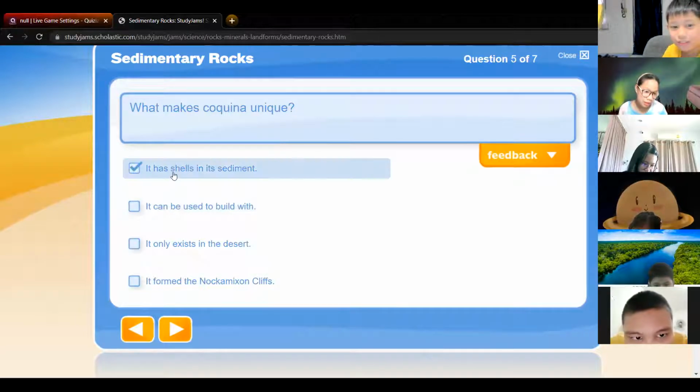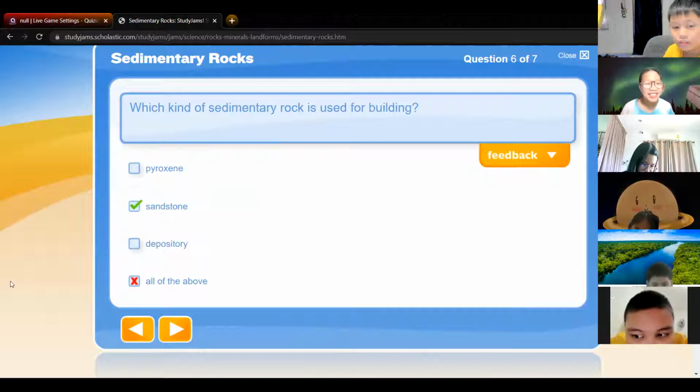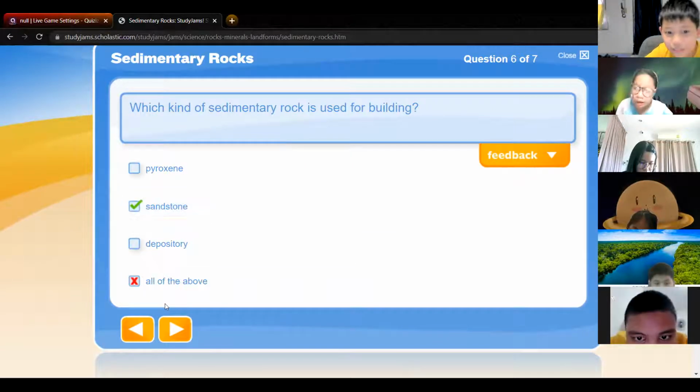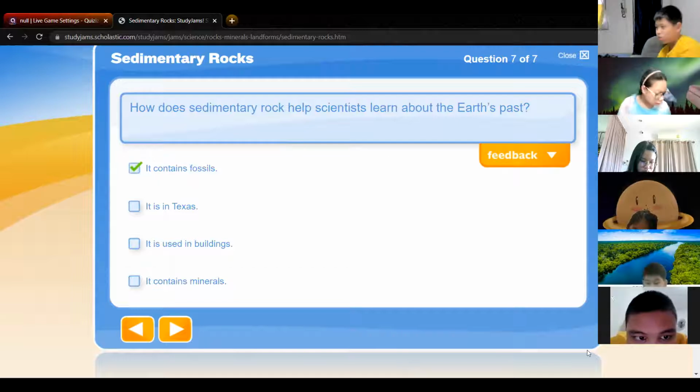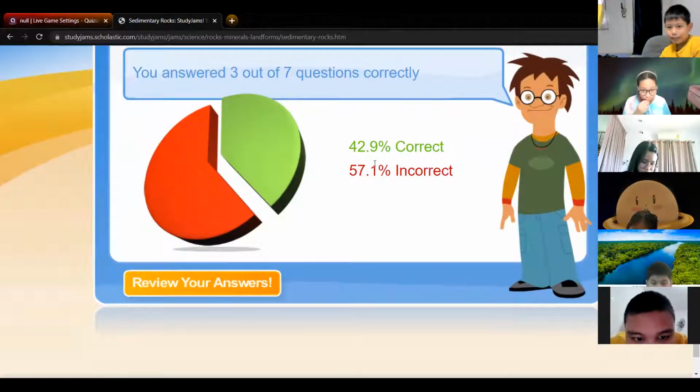And here, I was the one who answered this. So I'm very good. And this one, I think, who answered this one? Parinia, right? All of the above. The correct answer is sandstone, and it contains fossils. That is correct. Okay? So we have 42.9.